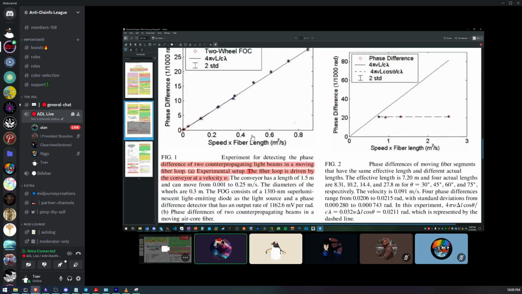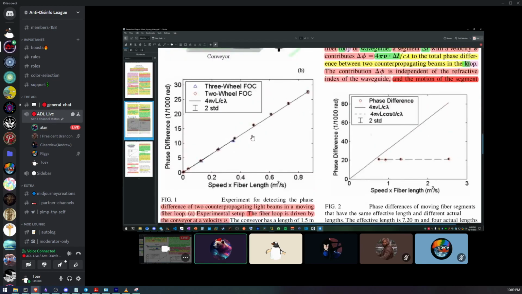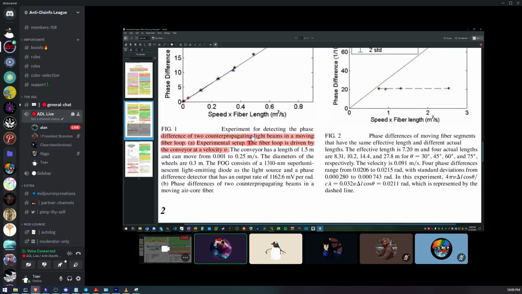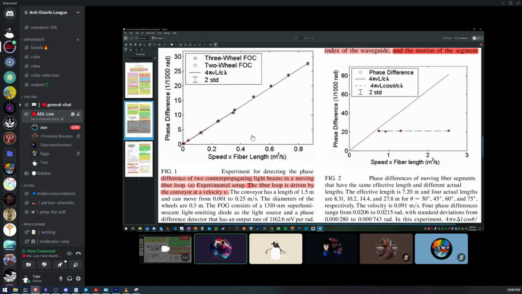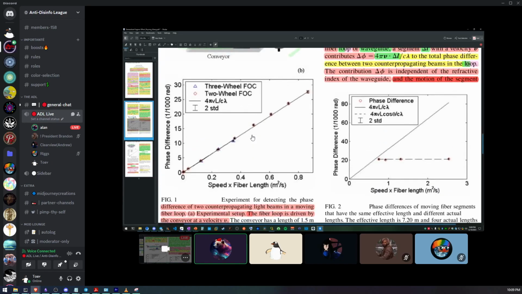Oh, okay, so this was the summary of the figures. Okay, so B. So these are just, what are these? These are the linear speeds of the configuration. So 3-wheel, 2-wheel, and they're all detecting linear motion.